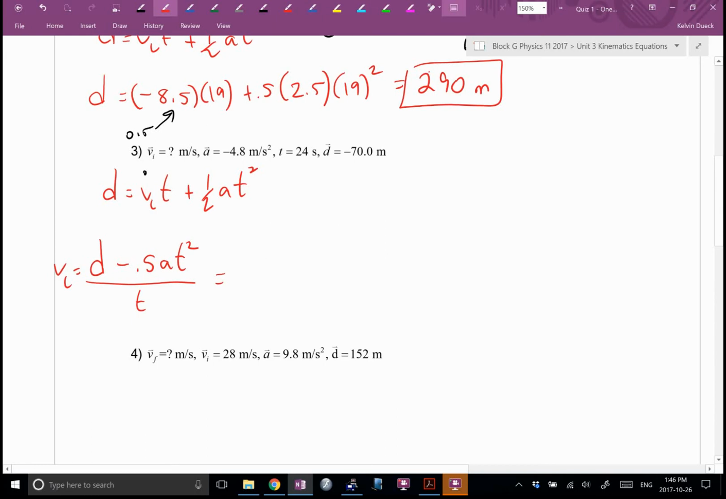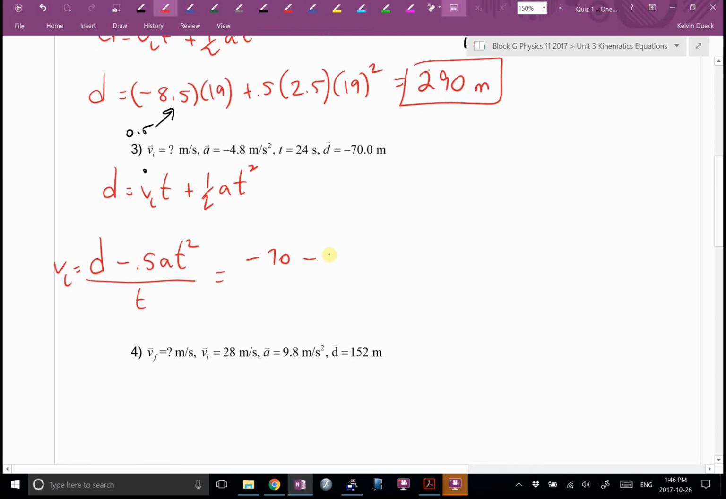This is better. D, negative 70. I guess we started 70 meters behind the start line. Minus 0.5 A. We're accelerating backwards, which suggests we're going to end up even further behind. T, 24 squared all over 24.